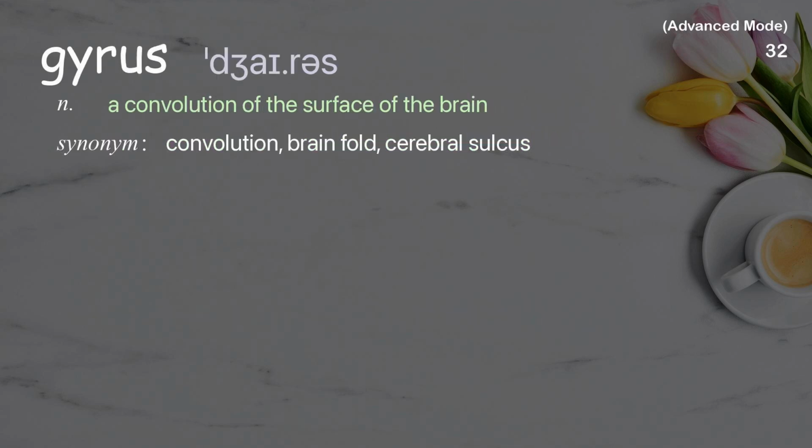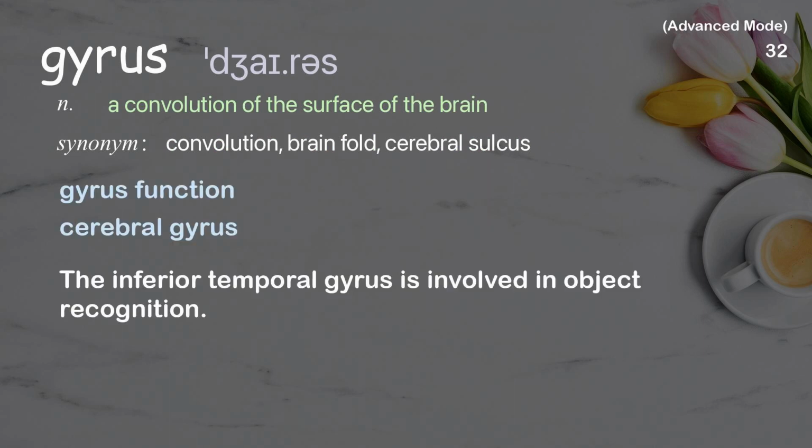Gyrus. A convolution of the surface of the brain. Examples: Gyrus function, cerebral gyrus. The inferior temporal gyrus is involved in object recognition.